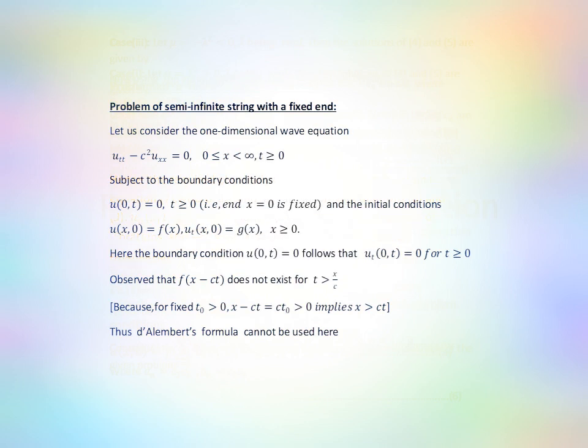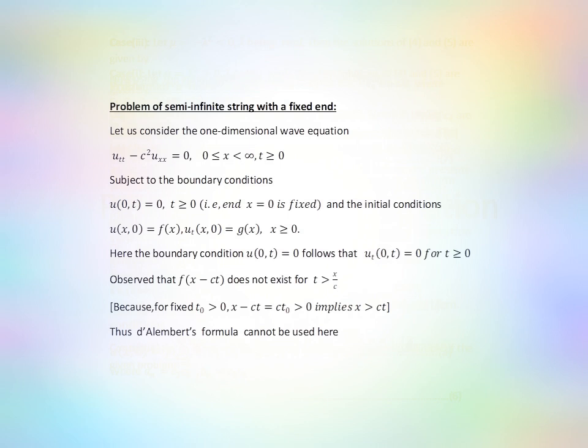Now let's talk about another problem of a semi-infinite string with a fixed end. Let us consider the one-dimensional wave equation u_tt minus c squared u_xx is equal to 0, where 0 less than or equal to x less than infinity, where t is greater than or equal to 0, subject to the boundary condition u(0,t) equal to 0, where t is greater than or equal to 0, that is x equal to 0 is fixed, and the initial conditions u(x,0) equal to f(x) and u_t(x,0) equal to g(x), where x is greater than or equal to 0.